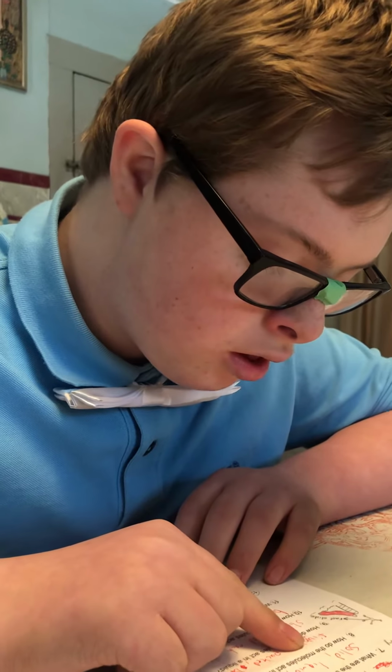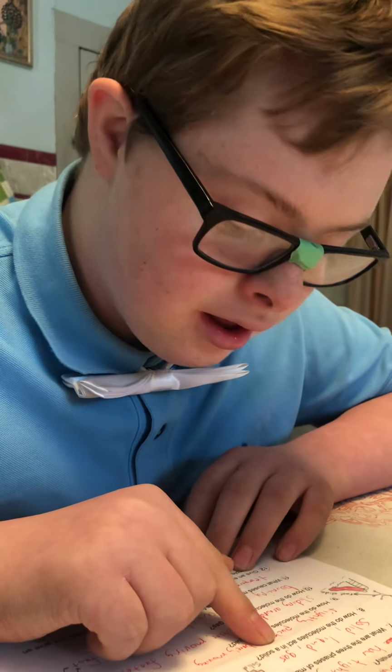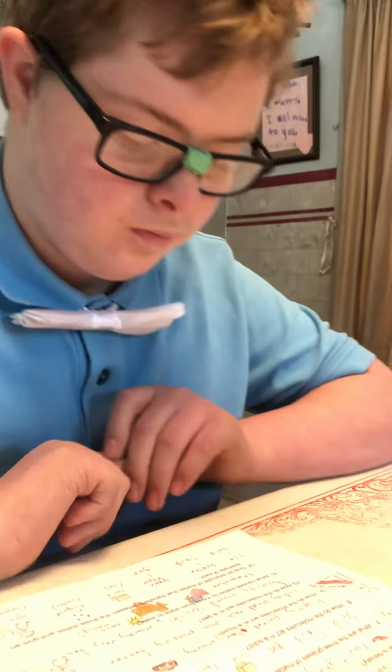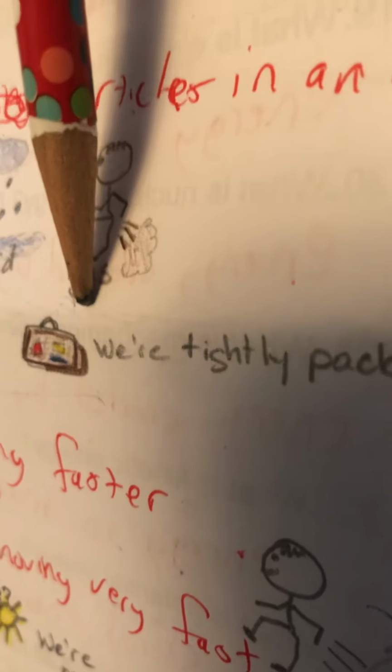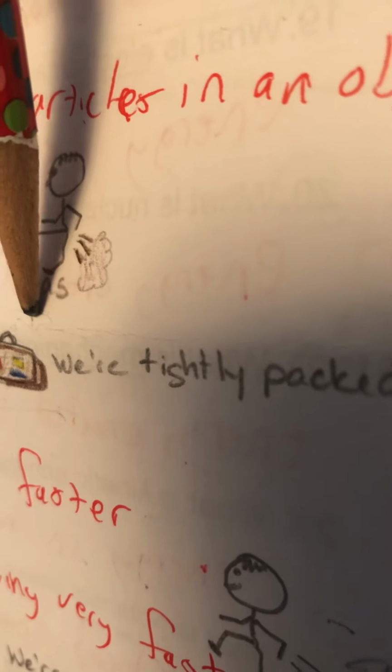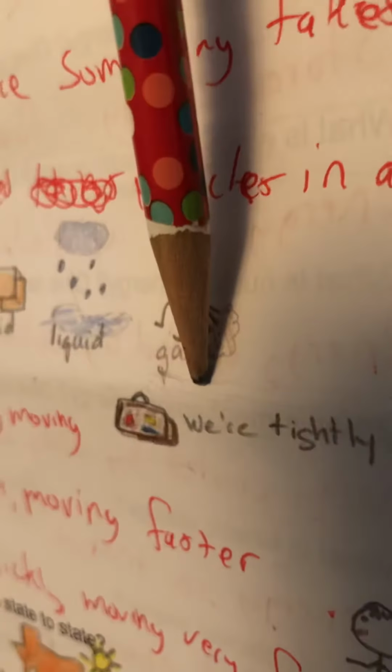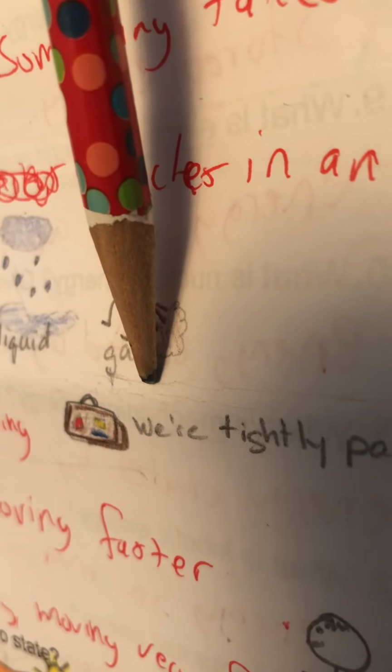How do the molecules act in a solid? The molecules in a solid are tightly packed and barely moving. So here we have a solid suitcase, very solid. The suitcase is the molecules, and it is tightly packed. That's how they act in a solid.